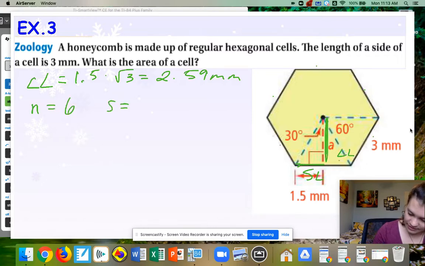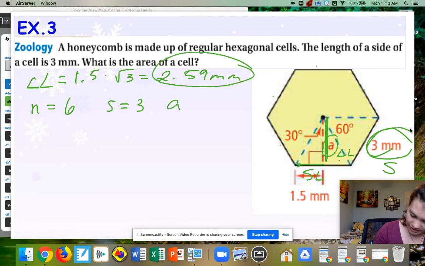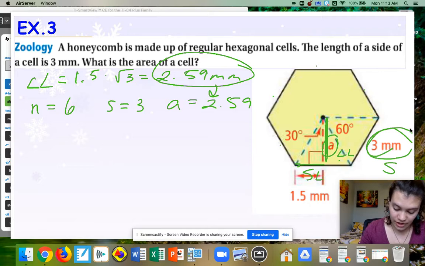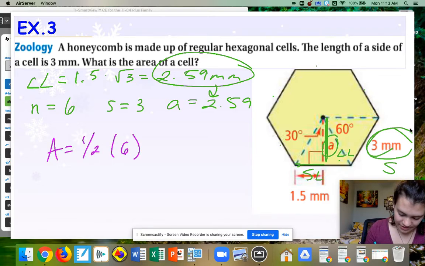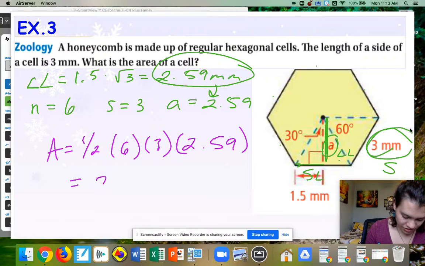Side length is this right here. So 3. And then the apothem is right here, so 2.59. And then you can figure out your area. Do 1/2 times 6 times 3 times 2.59. Type this all in and you should get 23.31 millimeters squared.